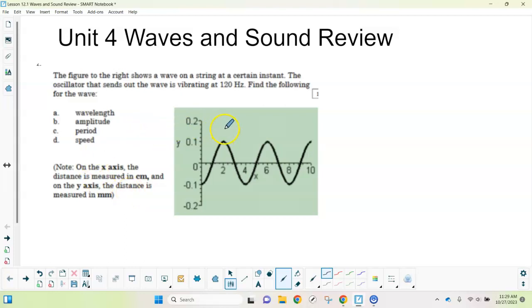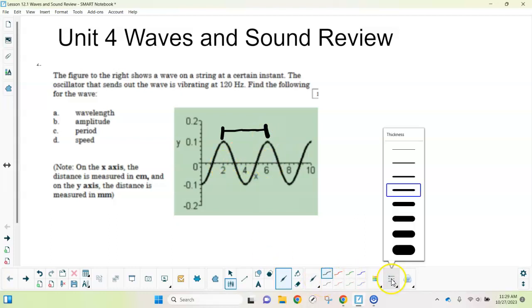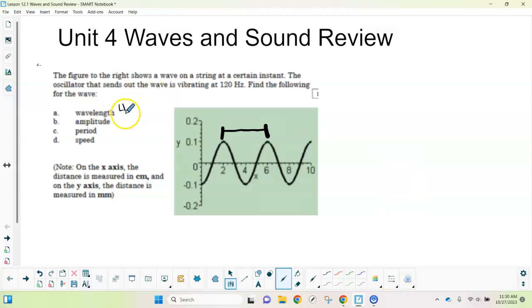So wavelength is measuring from crest to crest or trough to trough or identical part to identical part. So this is like 2 to 6. The difference between 2 and 6 is 4, so it would be 4 centimeters in length of the wavelength. And remember, the wavelength symbol looks something like that. We don't work in centimeters very often, so that would be 0.04 meters, and we're going to use that later on when we get to calculating the speed. But if you said 4 centimeters, that is correct.